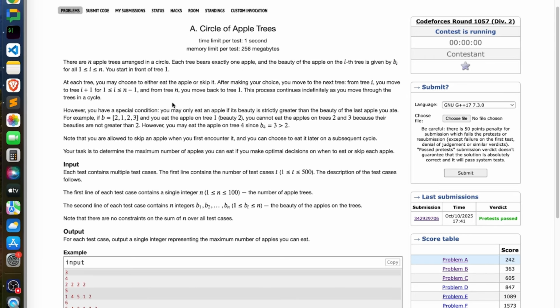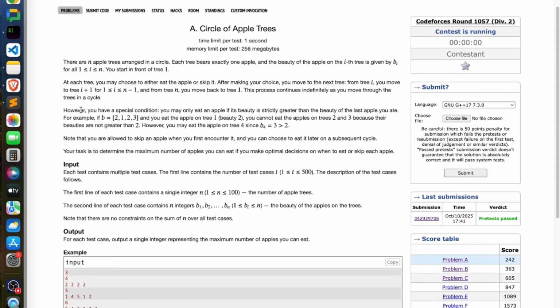At each tree, you can either eat the apple or skip it. After making the choice, you move to the next tree, and this movement has to be in circular order, so from i to i plus 1, and then from n back to 1. So let's say you started from tree number 1, so it has to be 1, then 2, then 3, then 4, then 5, then n, and then n back to 1. That is the movement part.